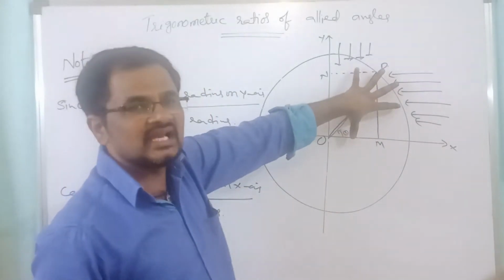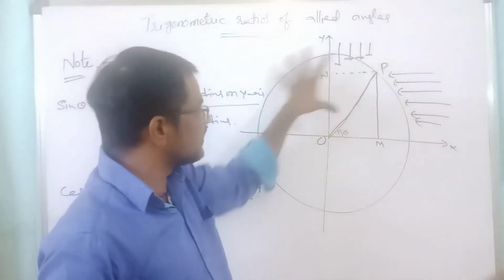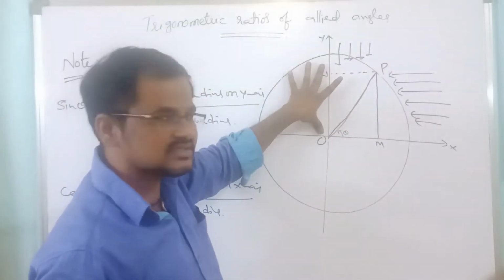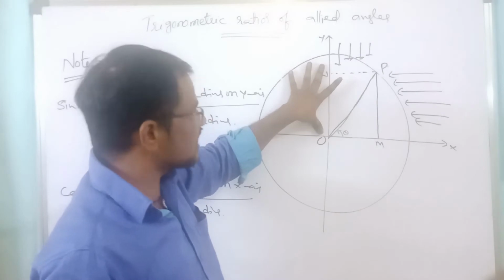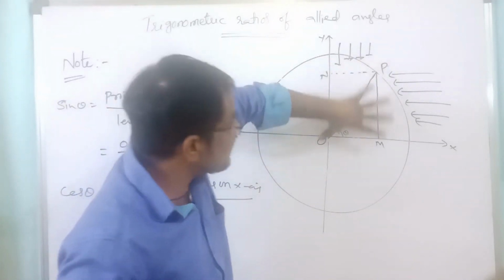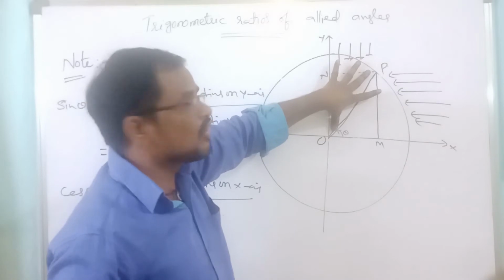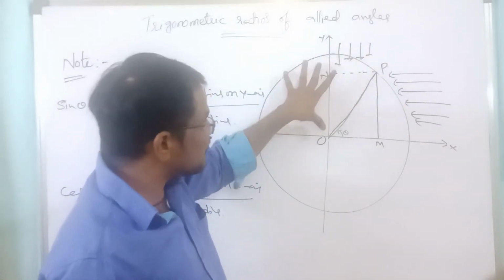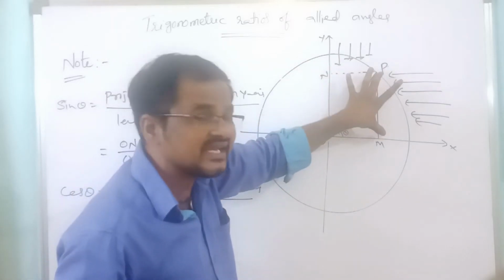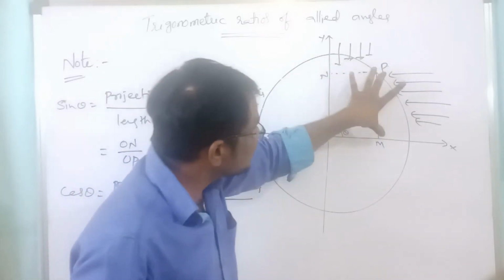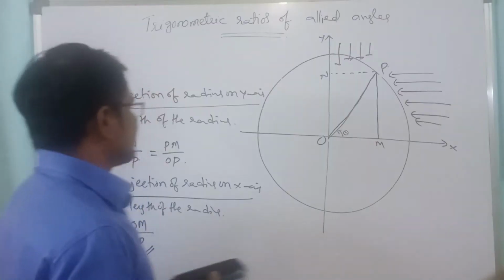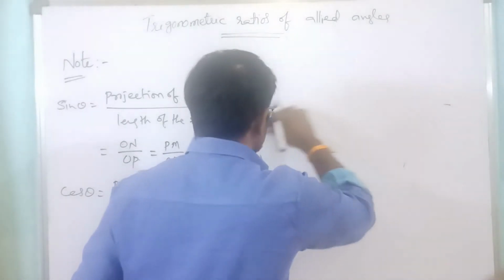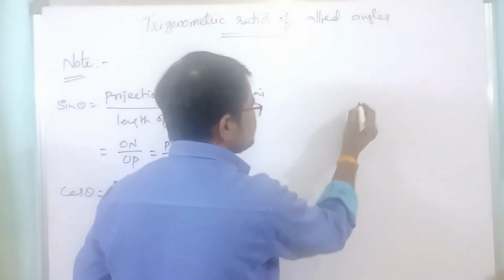But suppose this triangle is not there, how do we define sin theta on the circle? Sin theta is the projection of the radius OP on the y-axis, and cos theta is the projection of OP on the x-axis divided by OP. The projection of OP on the y-axis is nothing but ON, and ON is again nothing but PM. So you can treat this as the opposite side.